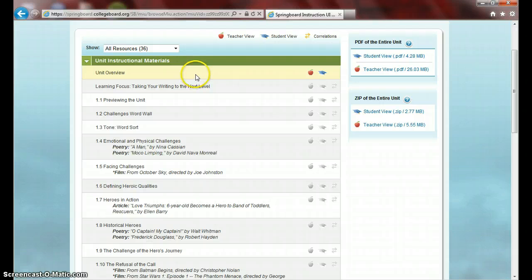When you put your cursor over the unit overview, or really any of these, you'll see the apple and the graduation cap. The apple is the teacher view. The cap is the student view. So if you were going to save the student view to upload to Project Share, or to print a couple copies to give to kids who weren't there or weren't going to be there, you could do that there. I would always start your unit overview by looking at the teacher view.